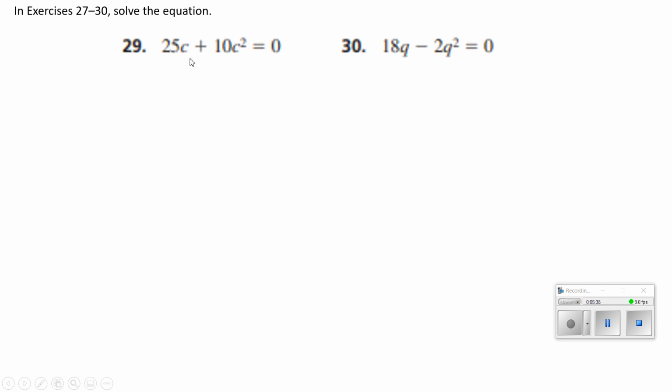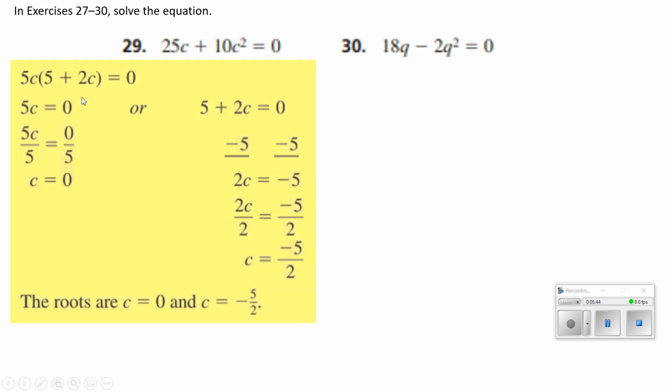29, so solve the equation. If I do this, I can factor out a 5 that goes into both of these and a c that goes into both of these. So 5c times, and what's left is 5, because 5c times 5 is 25c, and 2c, because 5c times 2c equals 10c to the second power. Now, c has to be 0, because remember, 5c has to be 0, and the only thing that I can multiply to 5 to get 0 is 0.